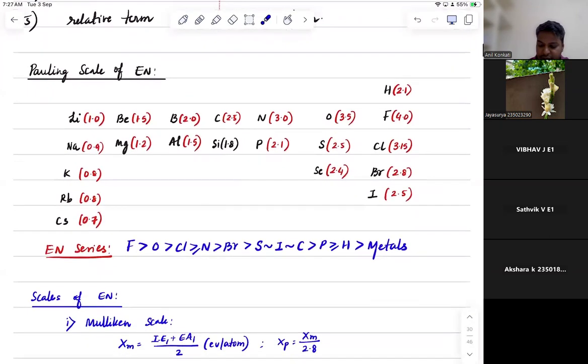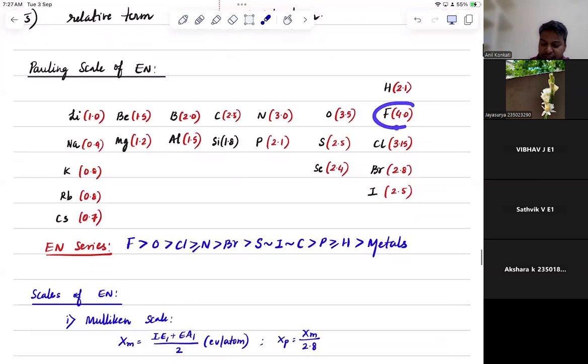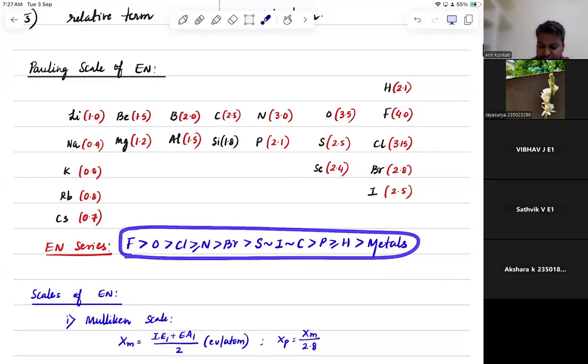Electronegativity, you can see the order. Fluorine has the highest electronegativity, followed by oxygen, chlorine, nitrogen. So this is the order that has been followed. So fluorine, oxygen, chlorine, nitrogen, bromine, sulfur, iodine, carbon, phosphorus, hydrogen. This is the typical order of electronegativity. The order of electronegativity is something which will be useful throughout different topics. So you better remember this sequence, complete sequence, how it is.